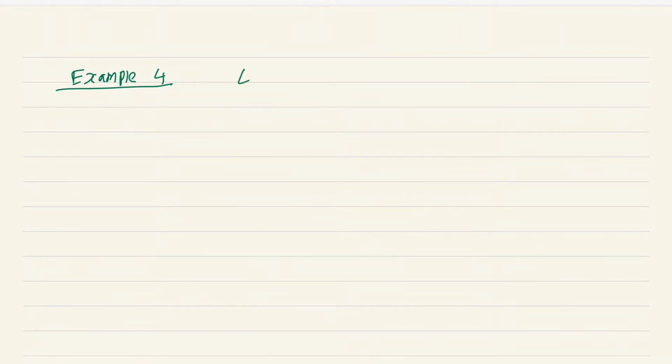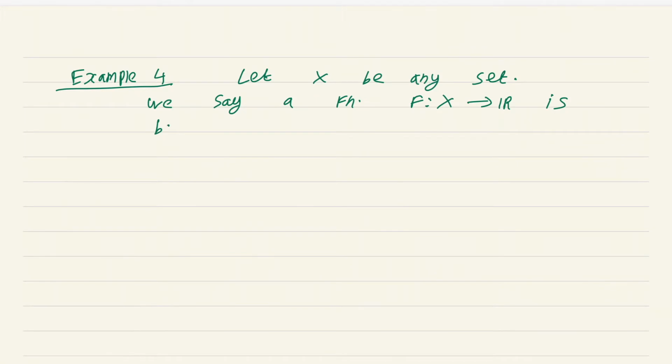Let X be any set. Again, we are going to define a collection of functions defined on X. So we say a function f from X to the real numbers is bounded if the supremum of the modulus of f of x as x runs through this set X is less than infinity.